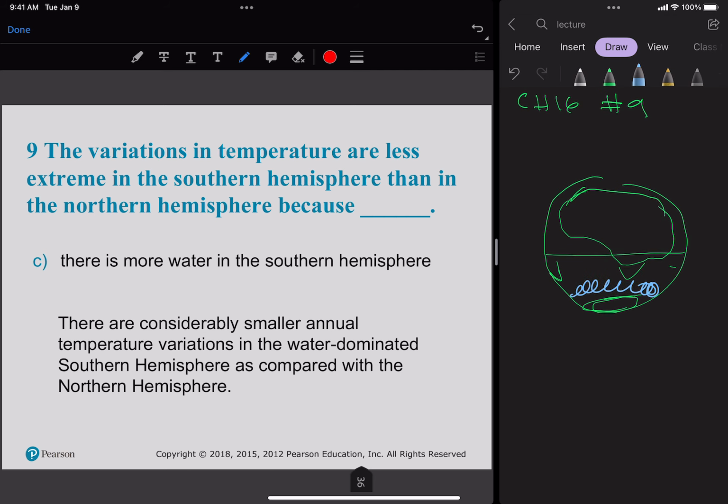So water is going to keep the temperature stable. So the answer is C. The reason why the southern hemisphere experiences less temperature variation is because there's more water in the southern hemisphere.